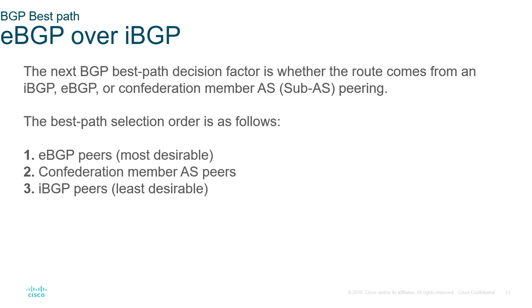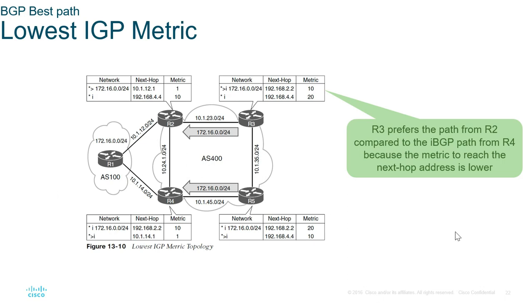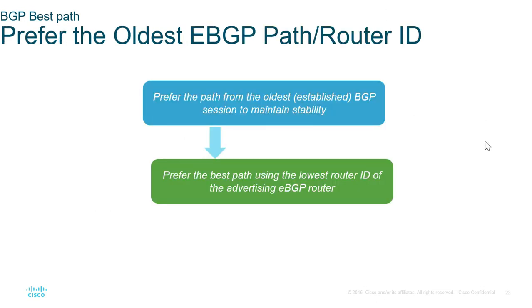Next is the comparison between eBGP over iBGP. So eBGP peers punya advertisement will be the most desirable. Then a confederation member, maksudnya wakil, ataupun last kali baru iBGP. Next is the lowest IGP metric, right? So this is within the AS. If we have an IGP neighbor relationship, then it will select the path with the lowest IGP metric. Then it will prefer the oldest eBGP path. This is for stability, sebab kalau dia selalu bertukar-tukar path dia, maksudnya that path is not stable, right?